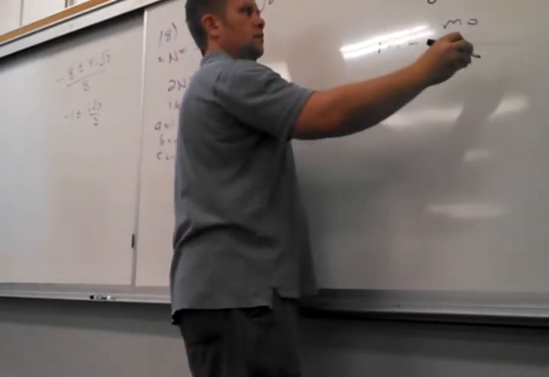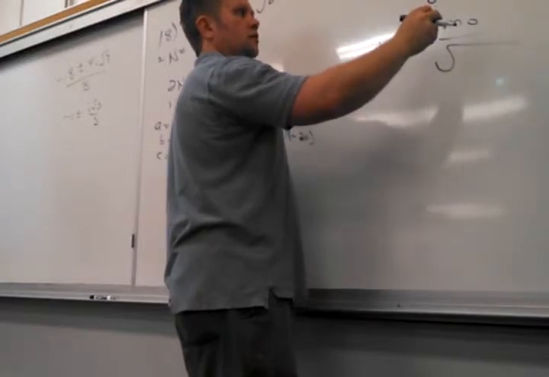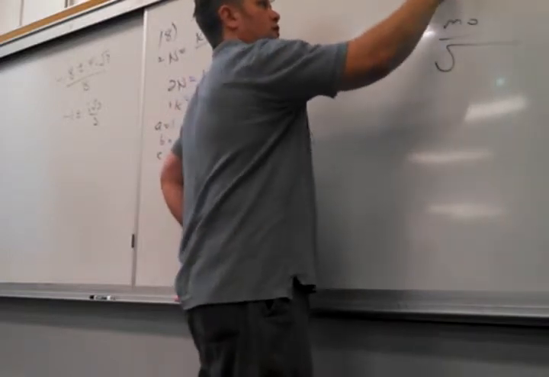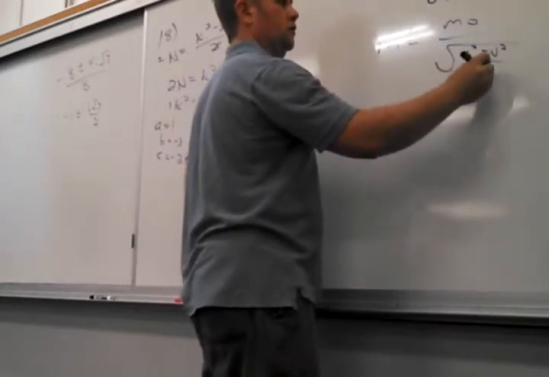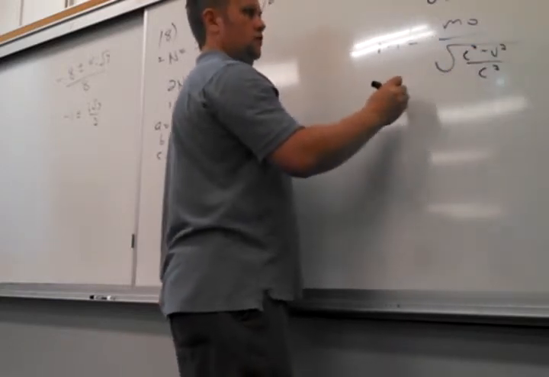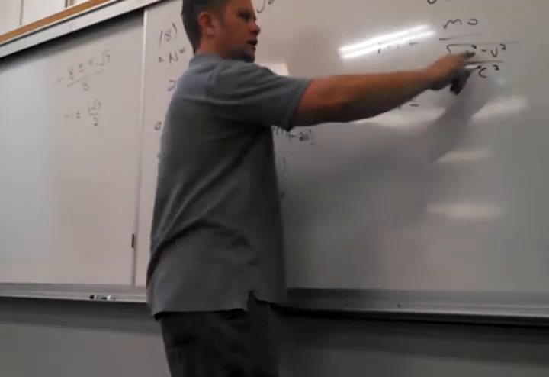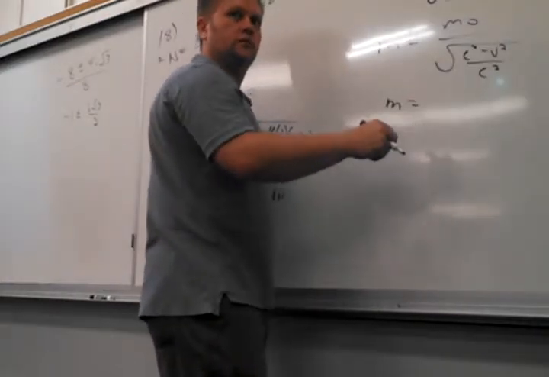We'll get a common denominator. Good. What's that going to be? It's going to be c squared. Good. So you get c squared minus v squared over c squared. Good. Square root becomes c minus v over c. Careful. I can't square root these parts of a subtraction problem.